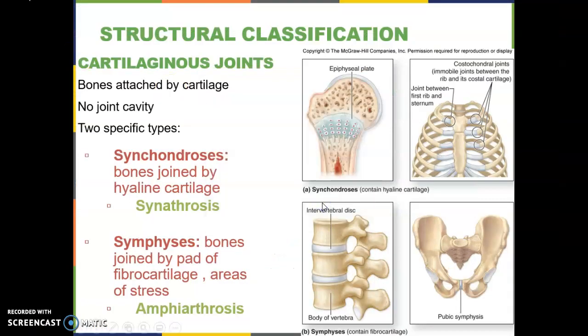All right, class. So, looking at cartilaginous joint, and in this case, we know that bones are attached by a piece of cartilage. There is no joint cavity. Two specific types: synchondrosis, where we have a piece of hyaline cartilage between articulating bones.